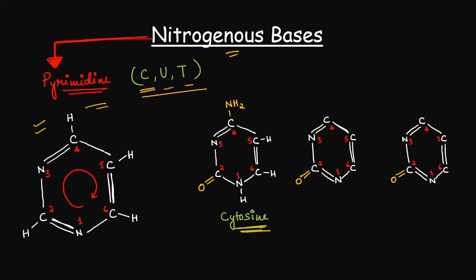We can also name this structure: on the second carbon there is an oxy group, so we can write it as 2-oxy. On the 4th carbon there is an amino group, so 4-amino, 2-oxy, 4-amino pyrimidine. So simple and easy.